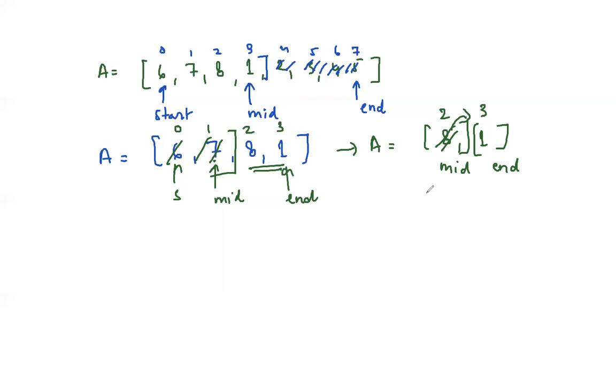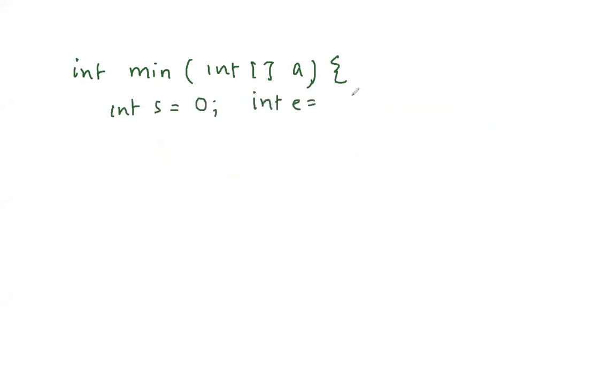So let's write the code. Let me clean it. The code is something like this. You have to find the index of the minimum, and we will have an integer array A. That's it. We don't need anything else. So I told you what we do: int start equals 0 and int end equals A.length - 1.